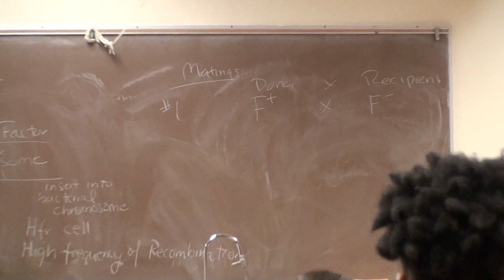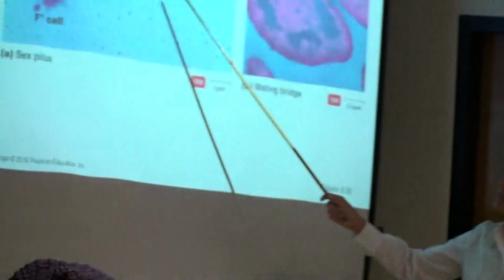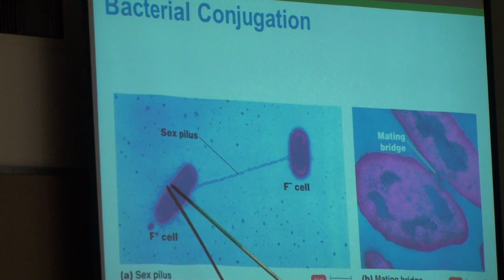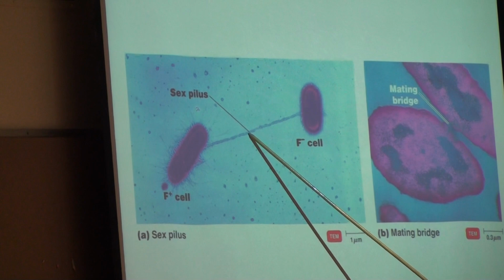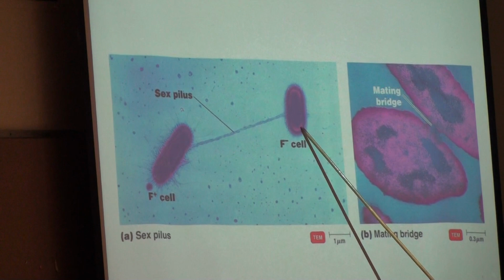Just nature is unbelievable. Okay, so here's an electron micrograph of two conjugating E. coli. And here we have our F-plus donor, our so-called male. He has the F plasmid that carries the genes that encode the information for the sex pilus or conjugation pilus or F pilus right here. And over here is the recipient, the F-negative female.